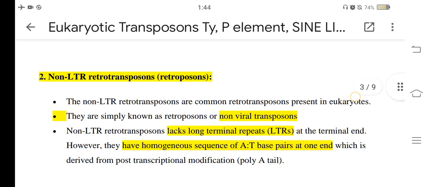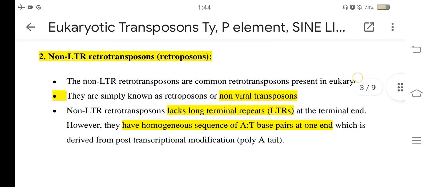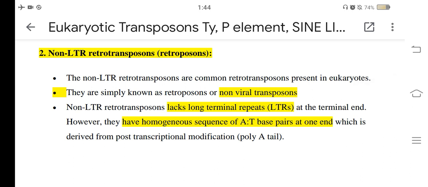Non-LTR retrotransposons or retroposons. The non-LTR retrotransposons are common retrotransposons present in eukaryotes. They are simply known as retroposons or non-viral transposons. Non-LTR retrotransposons lack long terminal repeats, or LTR, at the terminal ends.